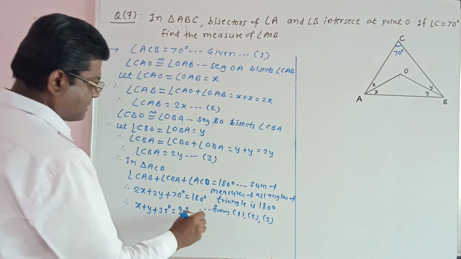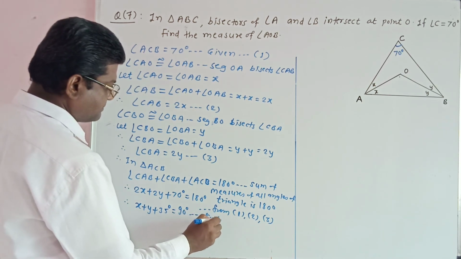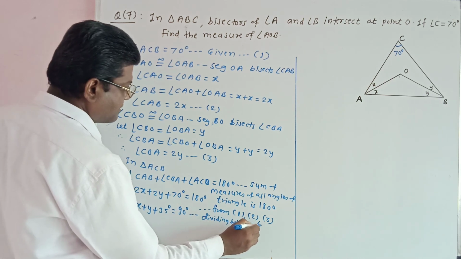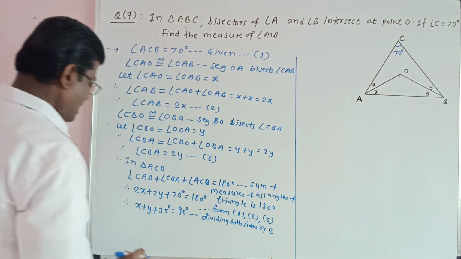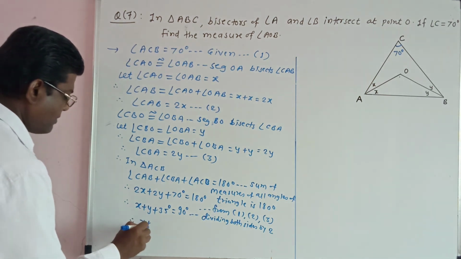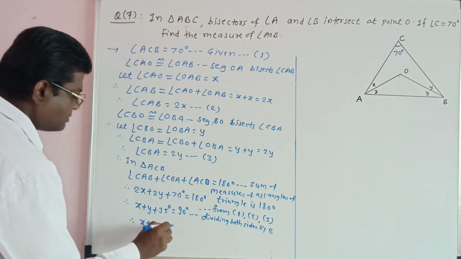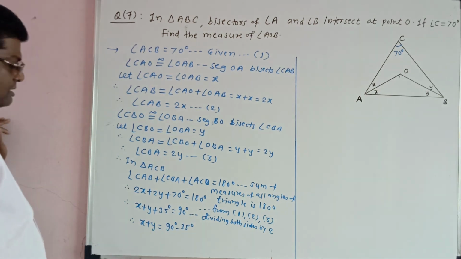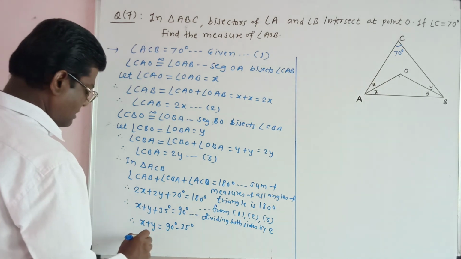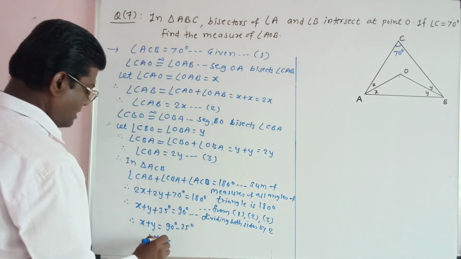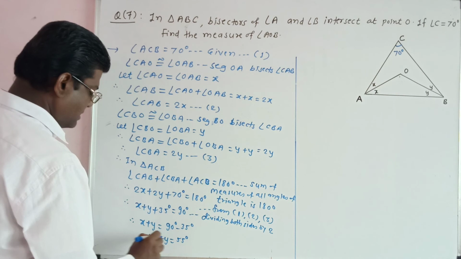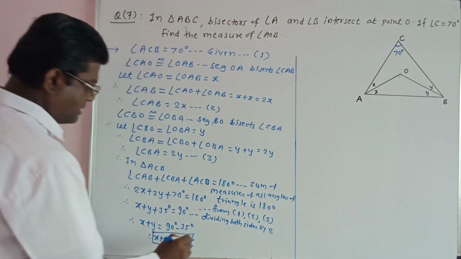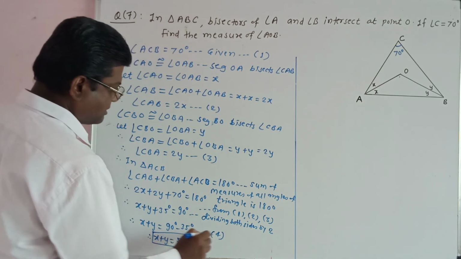Dividing both sides by 2, therefore we have the value x plus y is equal to 90 degrees minus 35 degrees. Therefore x plus y is equal to 55 degrees. x plus y is equal to 55 degrees. This is equation number 4.